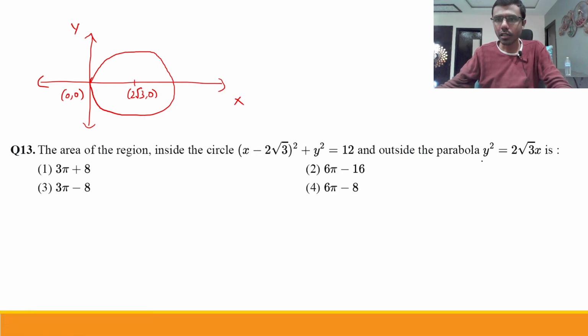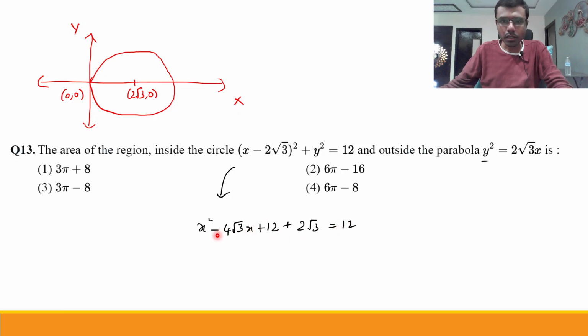It's very simple, right? Put y square equal to 2 root 3x. So what would you get? Expand this. I won't write all the steps. So this would be x square minus 4 root 3x plus 2 root 3 whole square is 12, plus y square is 2 root 3x. Okay, 2 root 3x equal to 12. So 12 cancel. So x square, this x I forgot.